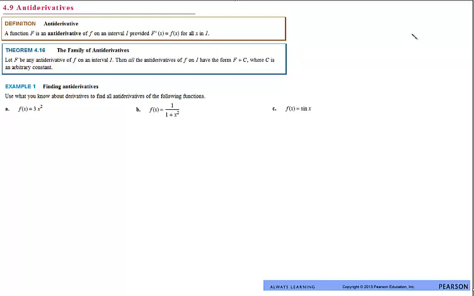Section 4.9 begins our journey into the world of going backwards from the derivative. We're going to call this the antiderivative for now. And it involves looking at functions. Let's go forward for just a minute.